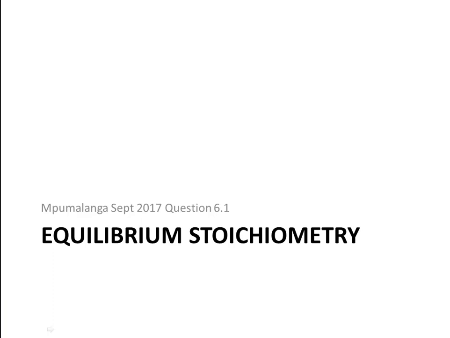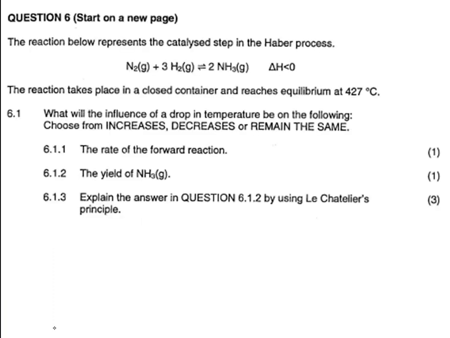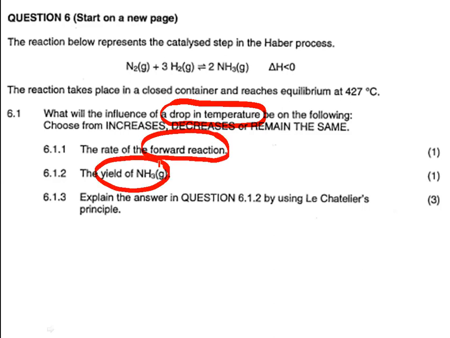Let's start with question 6.1. Question 6.1 has to do with Le Chatelier's principle. It says that we have the Haber process in which nitrogen and hydrogen react together to form ammonia. And then what happens is we decrease the temperature. There's a drop in temperature. And we want to know what does that do to the rate of the forward reaction, the yield of ammonia, and we must explain those two answers referring to Le Chatelier's principle.